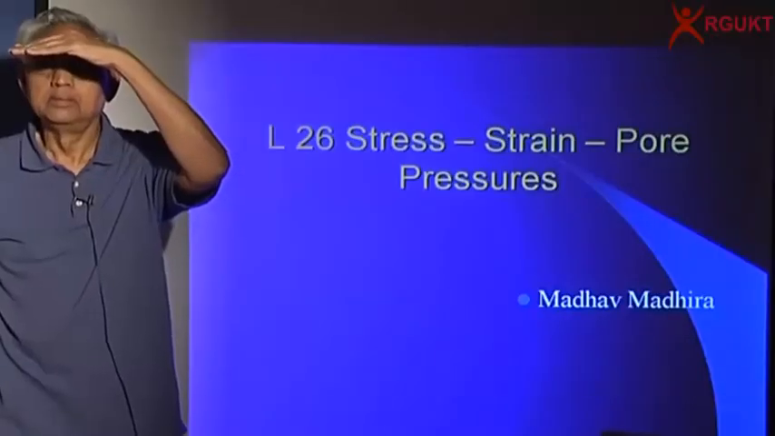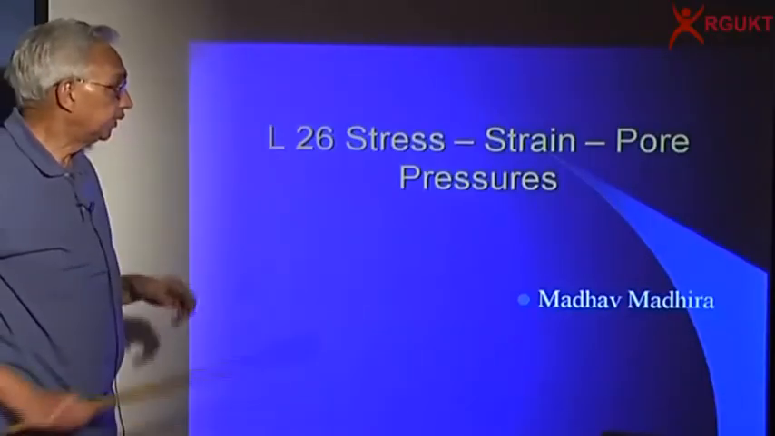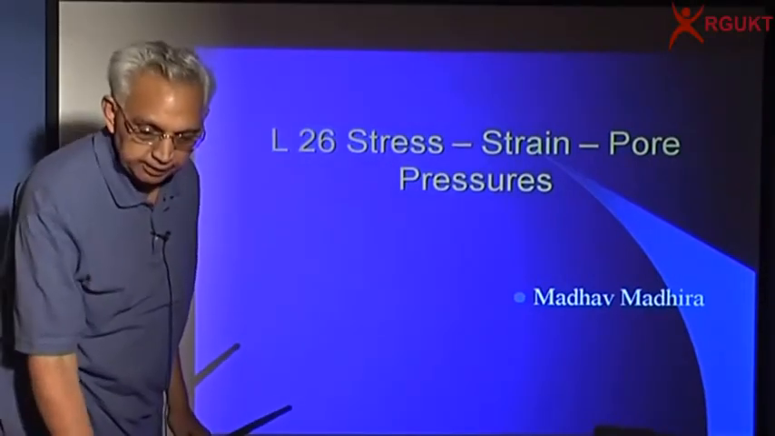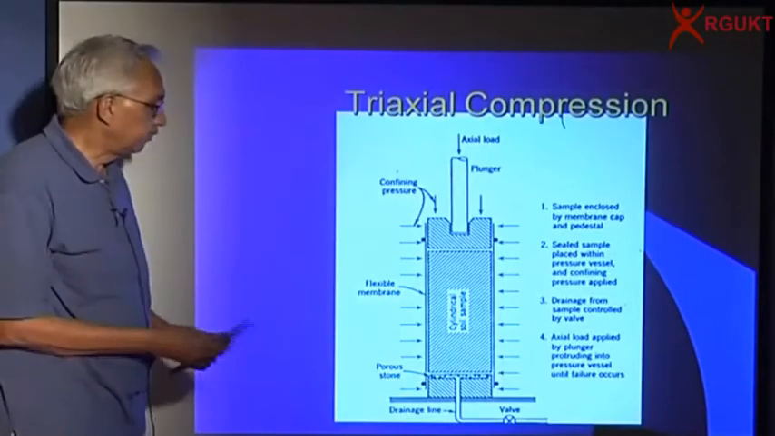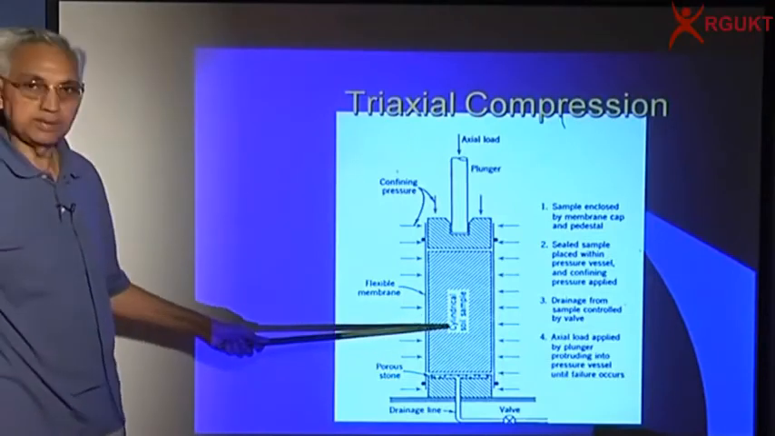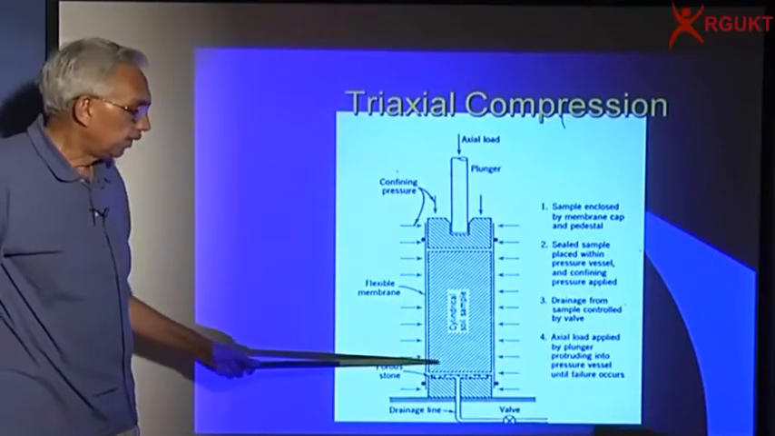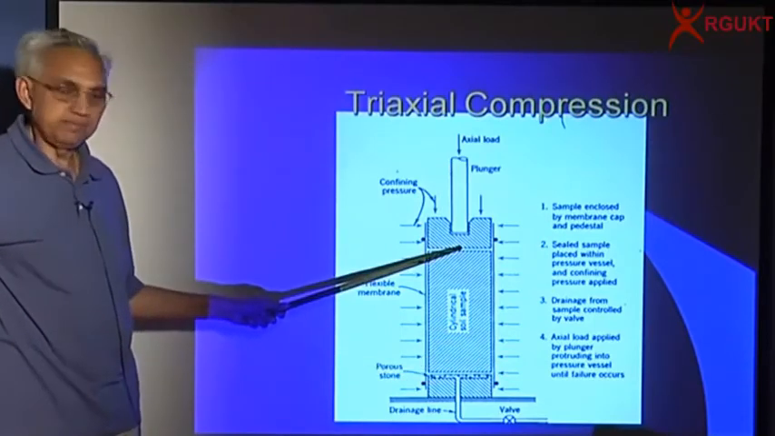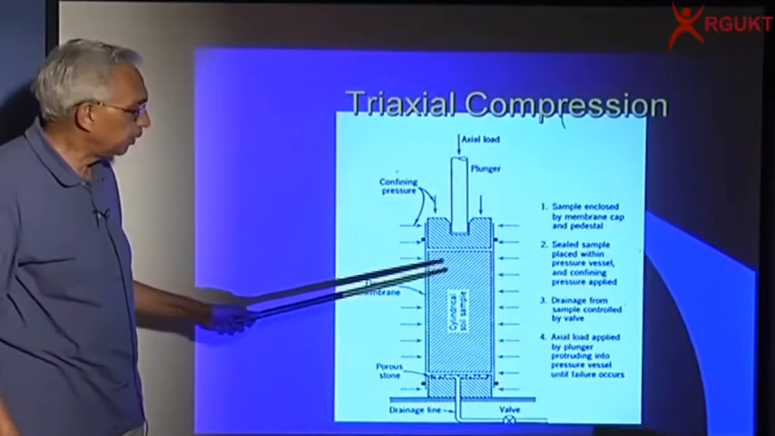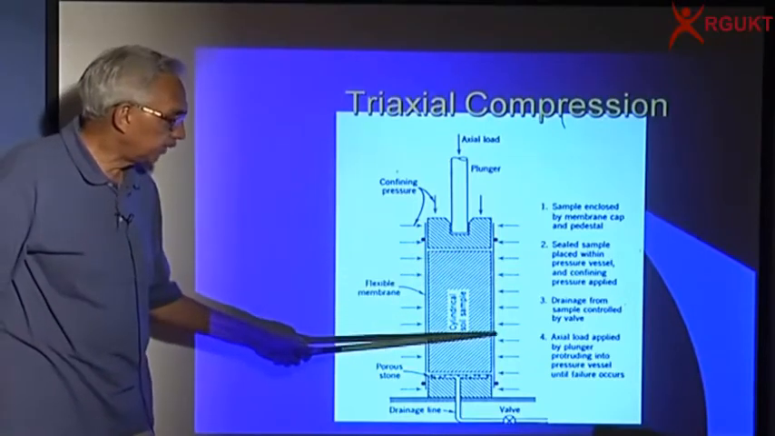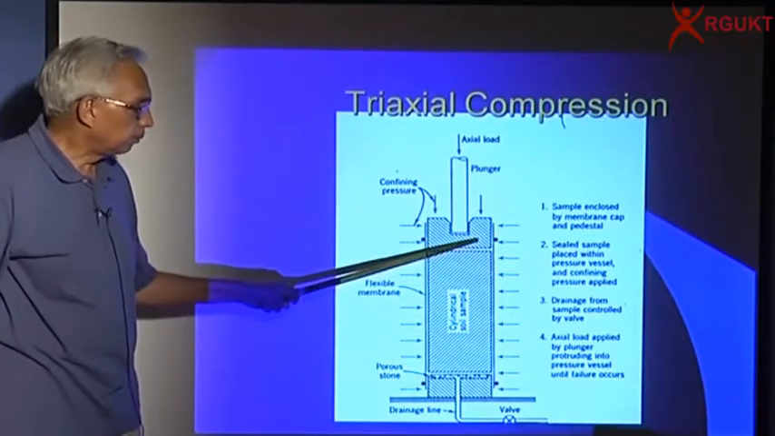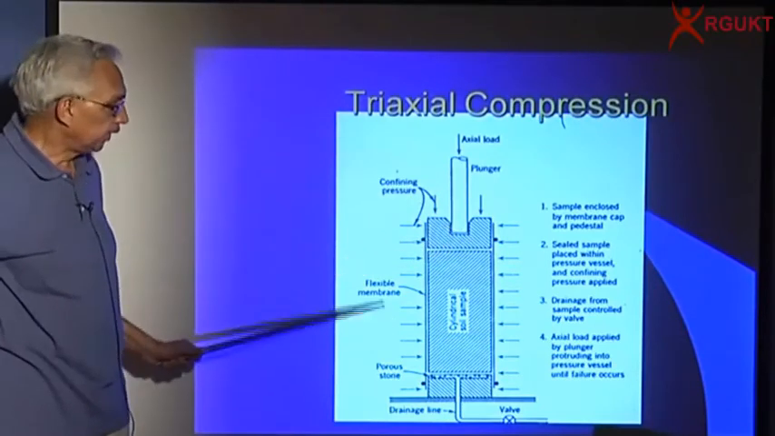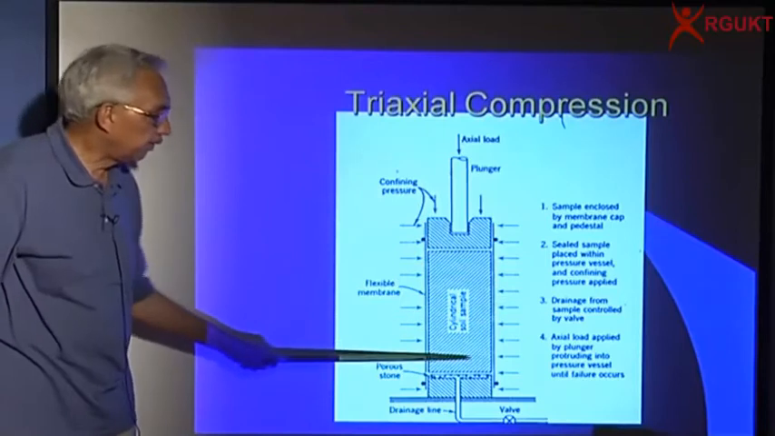Behavior too. Let us review the stress strain pore pressure behavior of soils under various triaxial test conditions. You remember we said the soil sample is cylindrical, of diameter 37.5 millimeters and height 75 plus or minus 1 or 2 millimeters. You provide it with a flexible membrane, put a top cap, and then this is the plunger which applies the axial load. The confining pressure is acting all over.